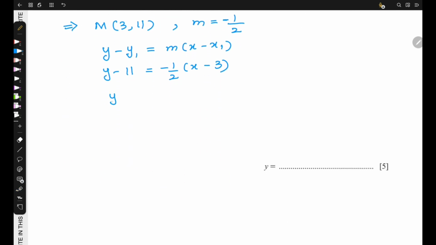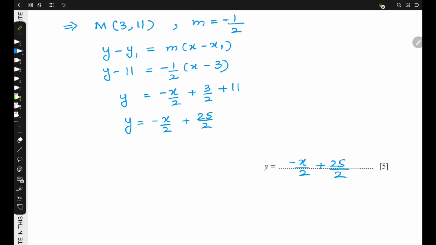So I'll get minus 1 over 2 multiplied by x is minus x over 2. Minus 1 over 2 multiplied by minus 3 is plus 3 by 2. And this 11 goes to the right side. Minus 11 becomes plus 11, because we have to make y the subject, as you can see in the answer space as well. So minus x over 2 as it is. Now if we add them, 3 over 2 plus 11, you will get 25 over 2. So this is your answer. y equals minus x over 2 plus 25 over 2. That is your final answer.